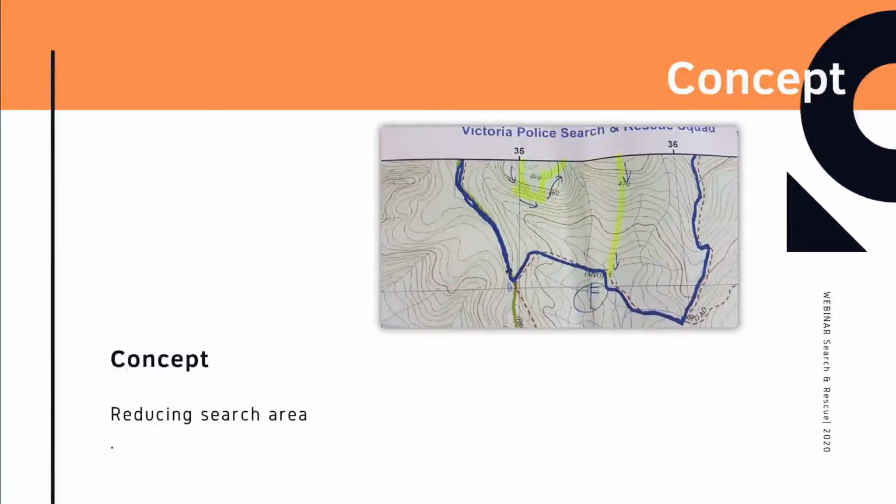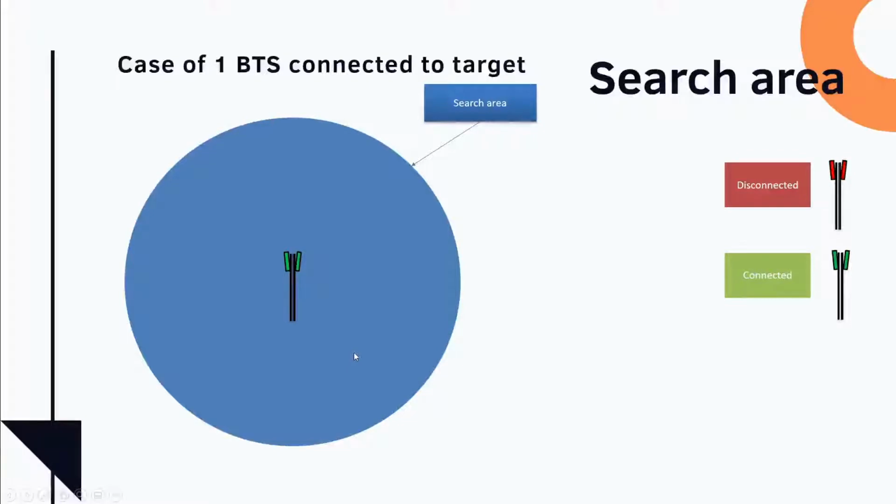So first, let's touch on the concept. What is the concept behind this area reduction? So first let's go with the simple case where there's only one BTS connected to a target. So it's a simple case. There's one tower, and the target or the victim or the person you're trying to locate is connected to that tower. So it could be anywhere in that area here. It could be anywhere.